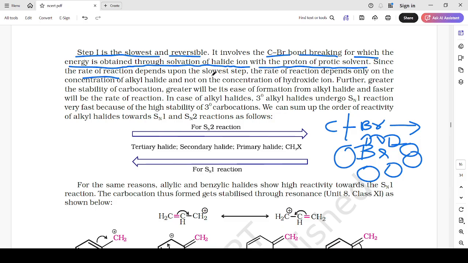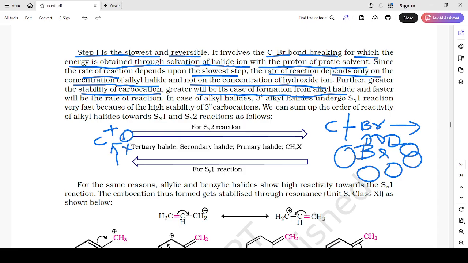Since the rate of the reaction depends upon the slowest step, the rate of reaction depends only on the concentration of the alkyl halide and not on the concentration of the hydroxide ion. Further, greater the stability of carbocation, greater will be its ease of formation from alkyl halide. Definitely, more is the stability of the carbonium ion, more will be the ease of formation, the immediate attack will happen, isn't it? And faster will be the rate of the reaction.